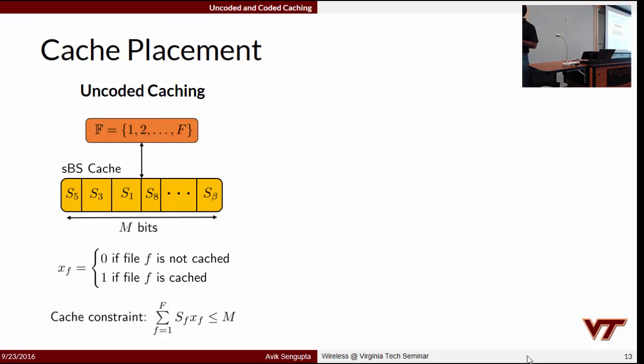And we define the cache placement by some variable, say x, which is indexed by the number of files. And we say that x is 1 if the file is cached and it's 0 if the file is not cached. And that ties into the cache constraint, where we say that the size of the file multiplied by x, summed over the entire library, needs to be less than M, which is basically the entire cache size. So this is the uncoded placement.